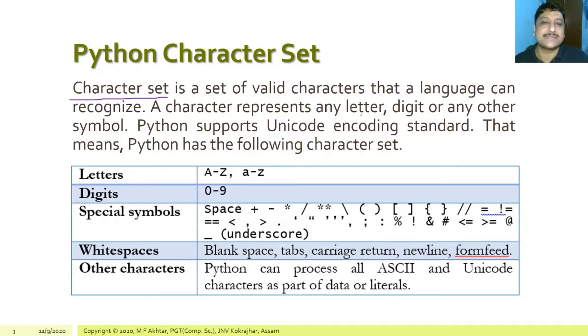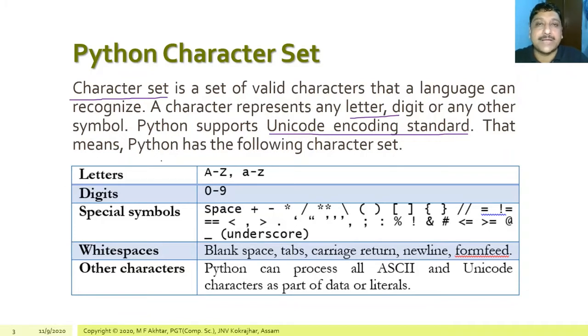A character represents any letter, digit, or any other symbol. Python supports the Unicode encoding standard. There are so many encoding systems: ASCII coding system, Unicode encoding system, ISCII. So many types of encoding systems we have learned in the previous chapters. Now Python supports the Unicode encoding system, as the Unicode encoding system contains the world's popular languages, which includes English, Hindi, and other languages also. That means Python has the following character sets.